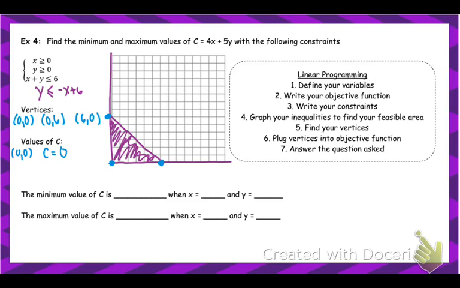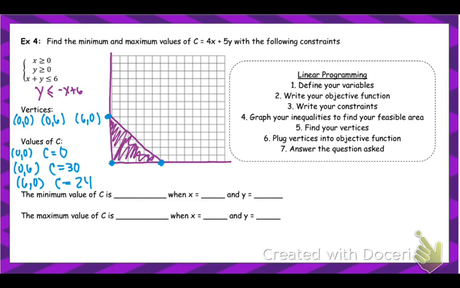All right, then I try the vertex (0, 6). So 4 times 0 plus 5 times 6 gives me a C value of 30. And then the last vertex is (6, 0). 4 times 6, 24, plus 0 is 24. So now I've got 3 different possibilities here for C.